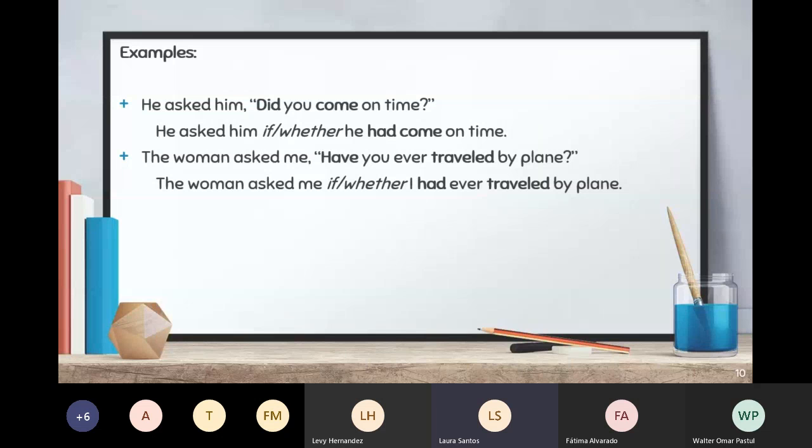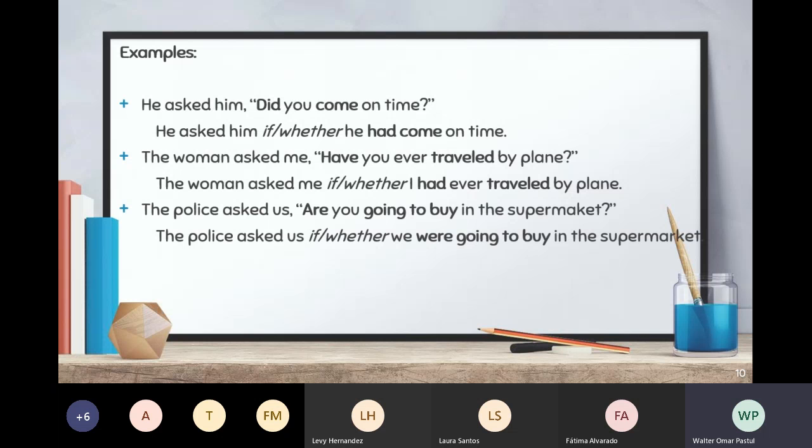The woman asked me, have you ever traveled by plane? Okay, and then the woman asked me if or whether I had ever traveled by plane. Thank you very much. It's the same. You see, have you ever traveled? That is a question in present perfect. So in the reported question, we have had traveled because present perfect goes to past perfect. That's it. There is another example.